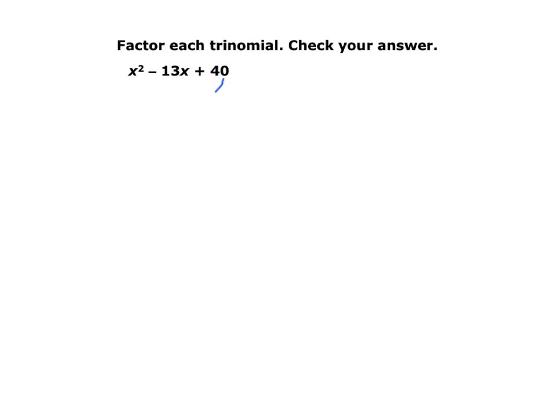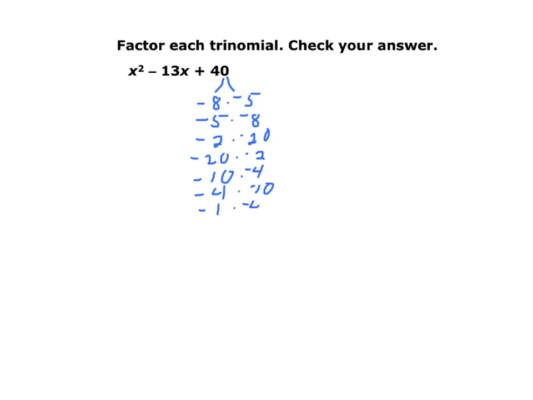So, in factoring this out, I am going to get, let's see, how about negative 8 times negative 5, negative 5 times negative 8. We have negative 2 times negative 20, negative 20 times negative 2. What else? How about negative 10, negative 4, negative 4, negative 10, and we have negative 1 and negative 40, and then negative 40 and negative 1. Okay, so there's my different factor choices.